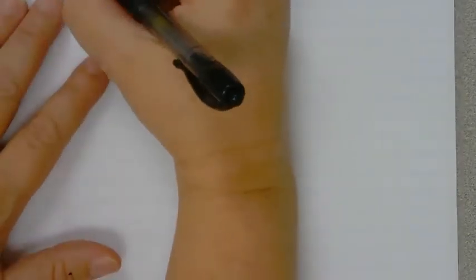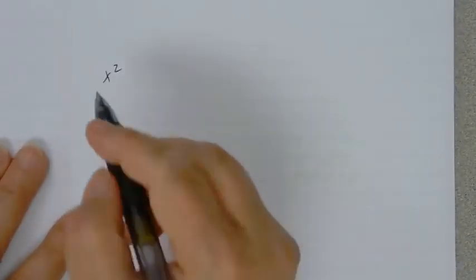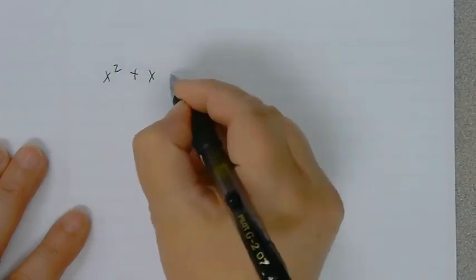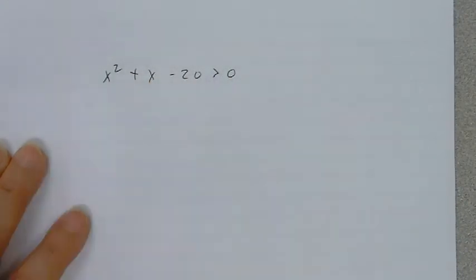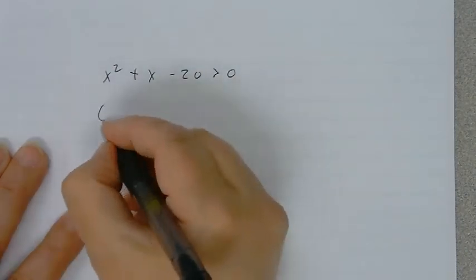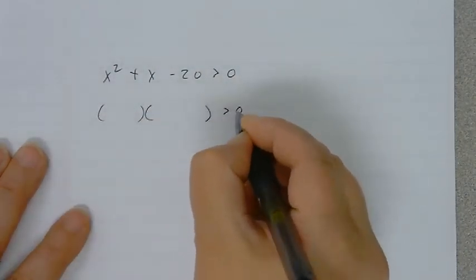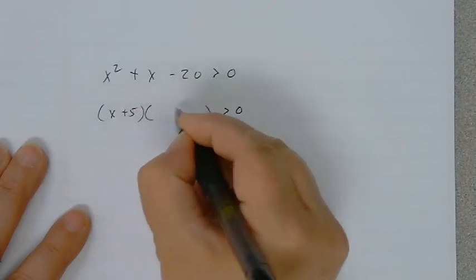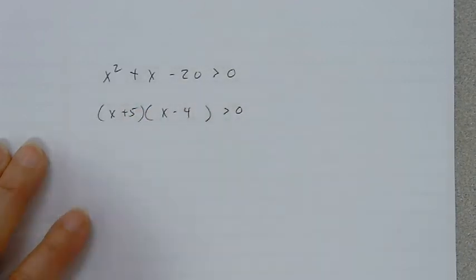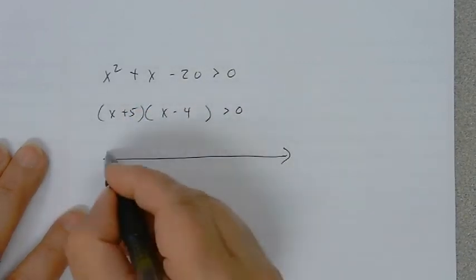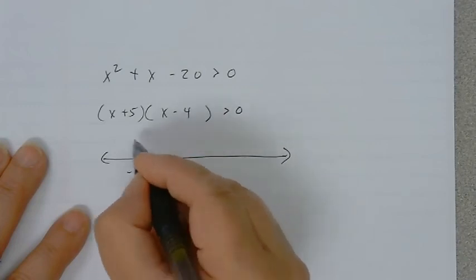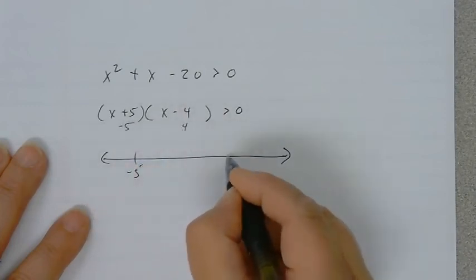Let's do one more, and this time let's do a greater than problem. Since we did 2 less than problems, let's try this one. X squared plus x minus 20 is greater than 0. So I'm going to factor it to find my critical values. This factors to x plus 5 and x minus 4. So I'm going to have a critical value at negative 5 and positive 4.